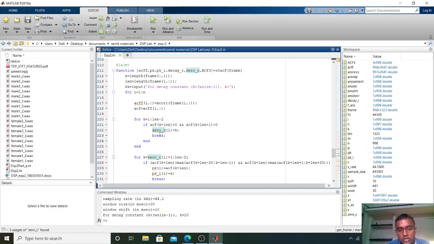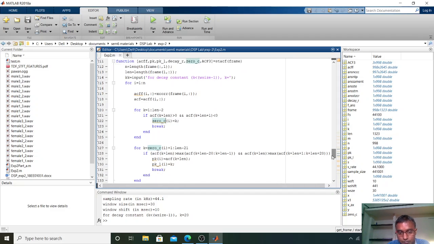After that, second, we have to find the peak. For that, first I will be finding zero crossing. In zero crossing, again the same logic: if two consecutive points have opposite sign, then that means zero crossing. So here I am going from one to length, meaning after extracting the first frame I am going through all the elements in that frame and checking whether consecutive points are of opposite sign. If so, the zero crossing location is that particular k. So I am returning it.